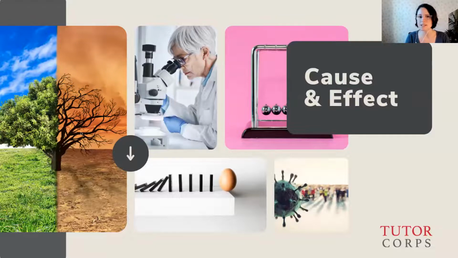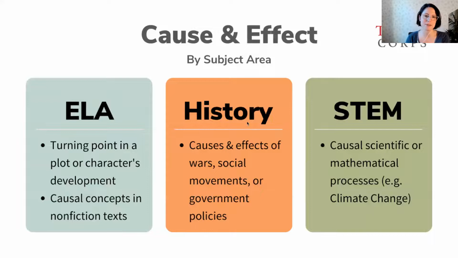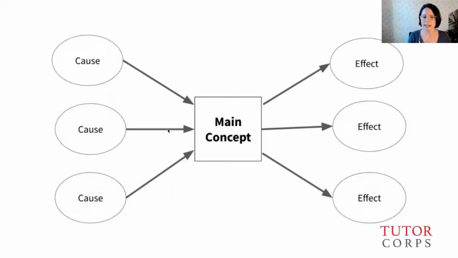So this comes into play with things like climate change, anything in biology, you know, thinking about a lot of connections, a lot of causal processes in biology or chemistry or physics. And then of course, in the context of literature as well. So let's look at some examples. So for English language arts, maybe the main idea in the middle, so I'll show you this quickly. There's a main concept and you're going to look at the causes and the effects.